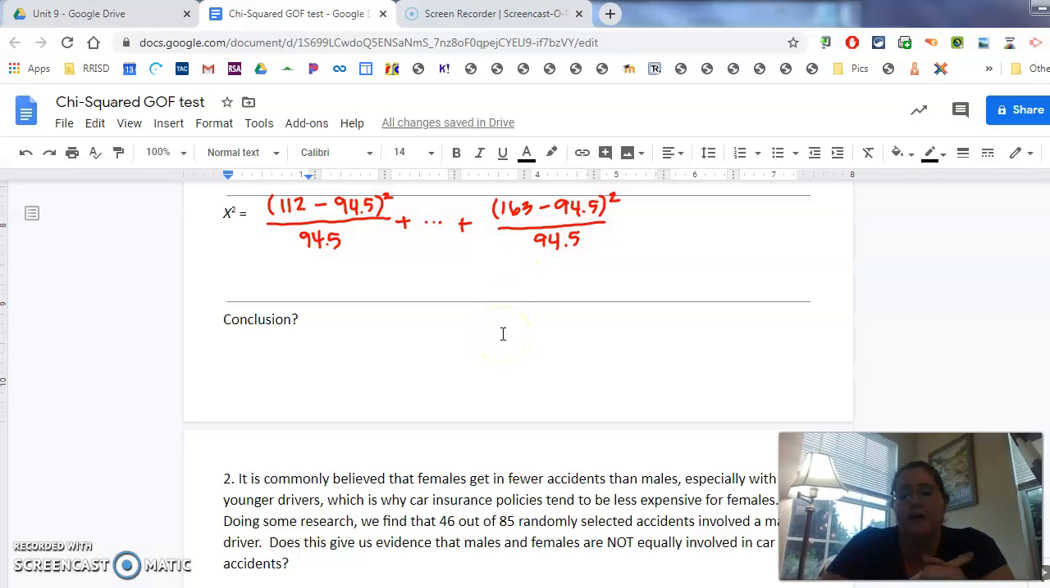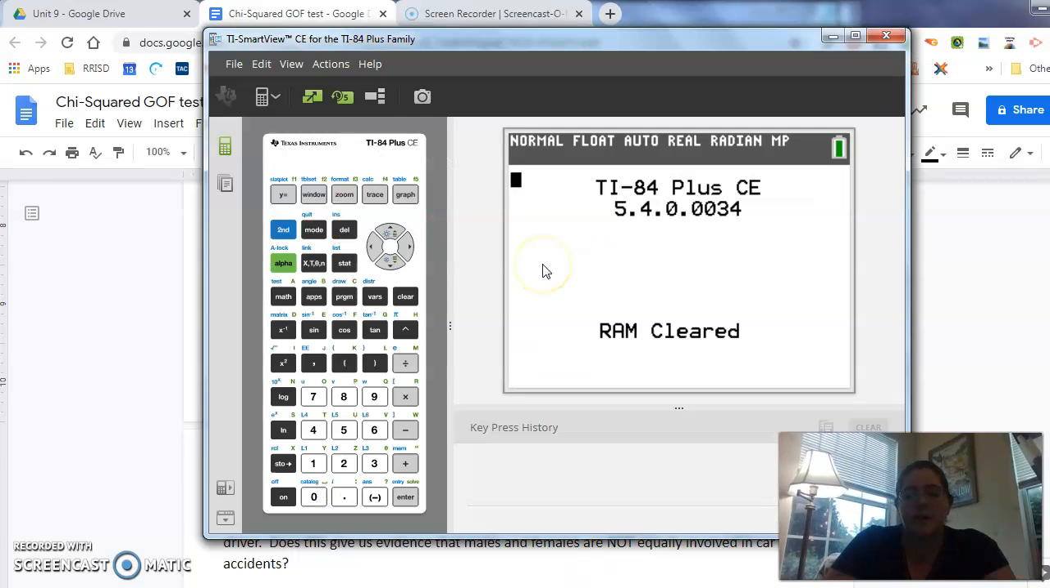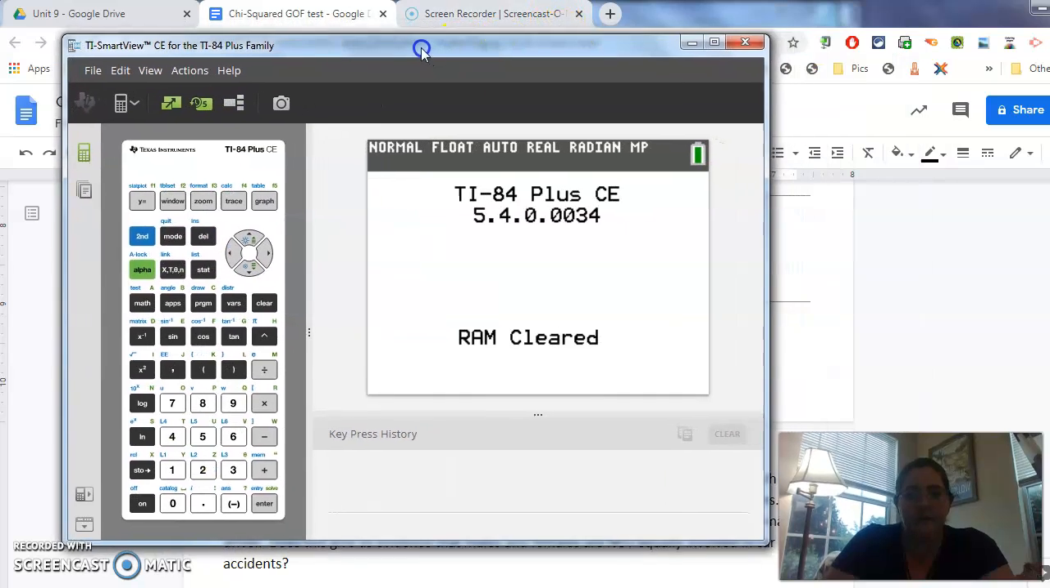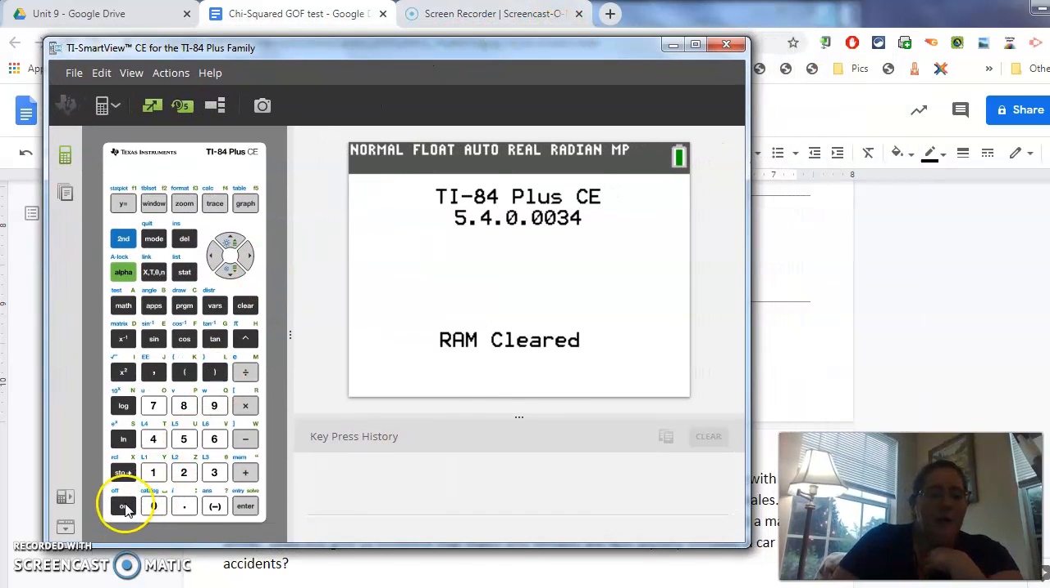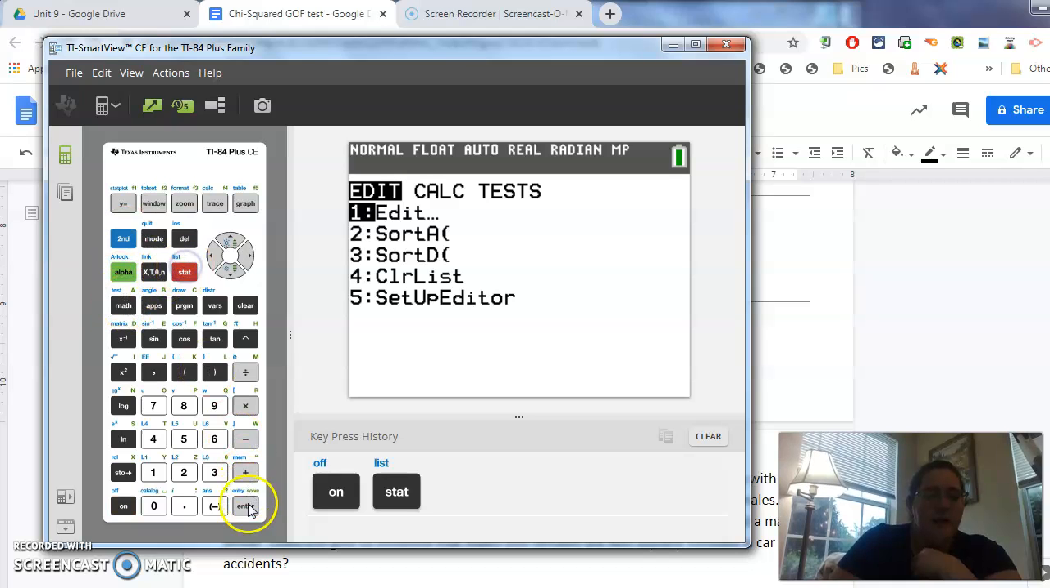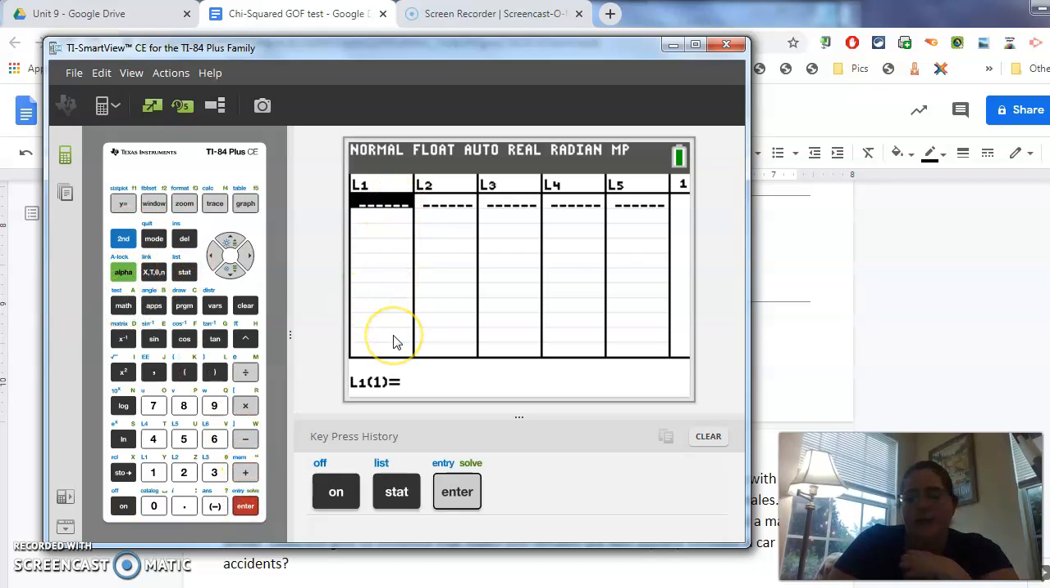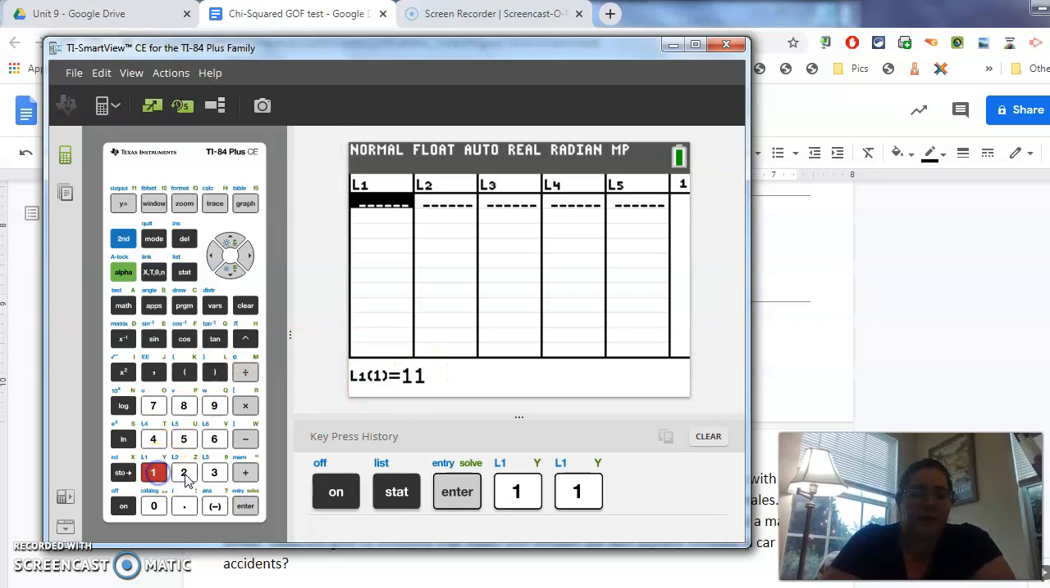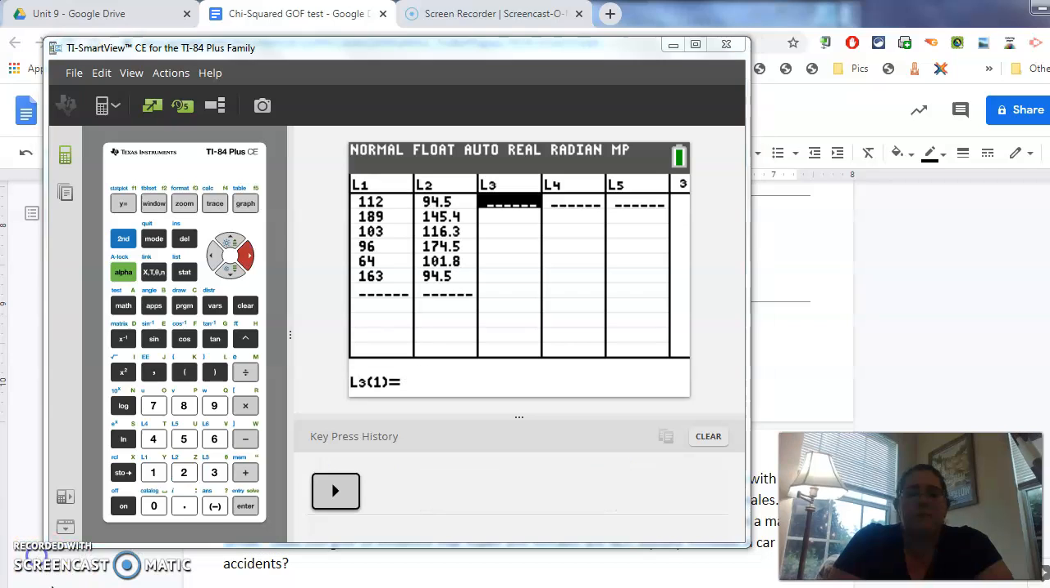So what I had shown you guys in class was a way to use your calculator to kind of cheat the system and make that whole process a lot quicker. So I'm going to remind you of that. In your calculator, you would go to stat and then enter. And I'm just going to put my observed numbers in L1 and my expecteds in L2, and I'll come back when I've done that. So now I have typed all those numbers in. My observed are in L1, my expected are in L2.